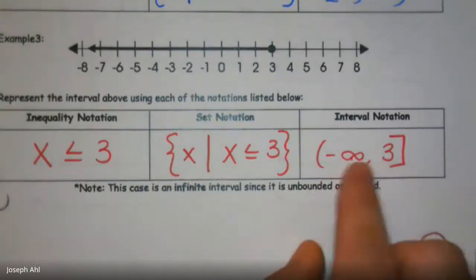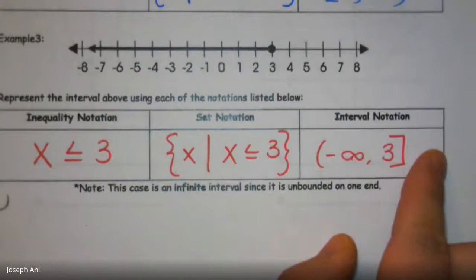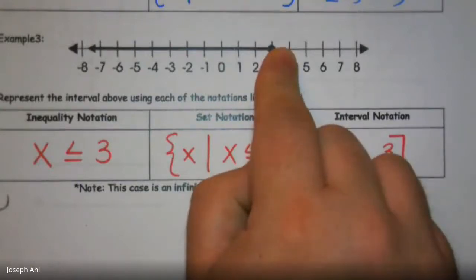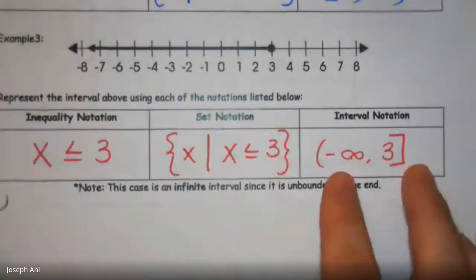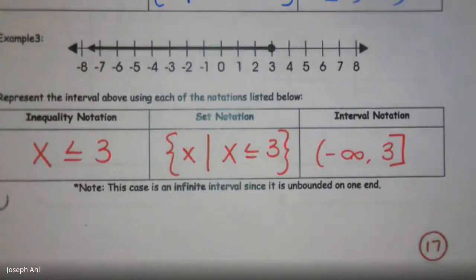Sometimes students incorrectly write something like 3 to negative infinity because they start with that number and then work backwards. But you always want to go from least to greatest when you write these. So try and make sure you're accounting for that when writing down some of these intervals.